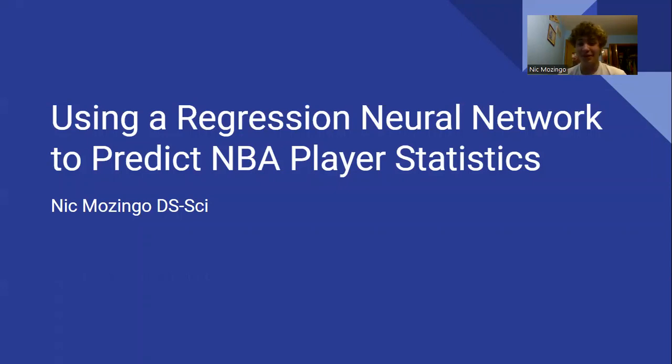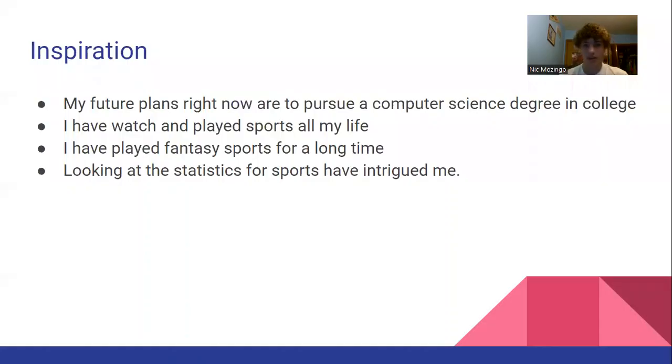Hello, I'm Nick Mozingo in DS Science, and this is my senior project using a regression neural network to predict NBA player statistics. My inspiration for this project is I want to do a neural network because it's part of computer science, and I'm going to be pursuing a degree in that next year.